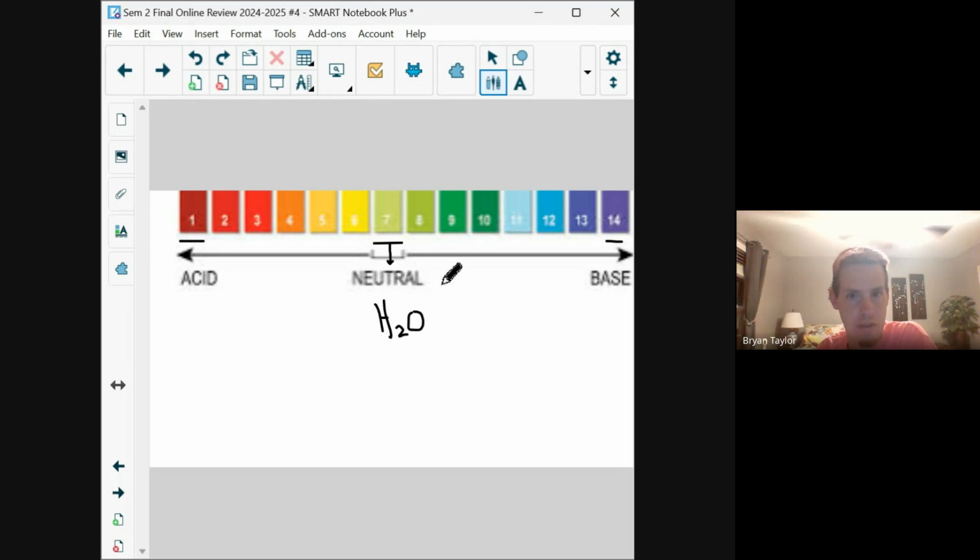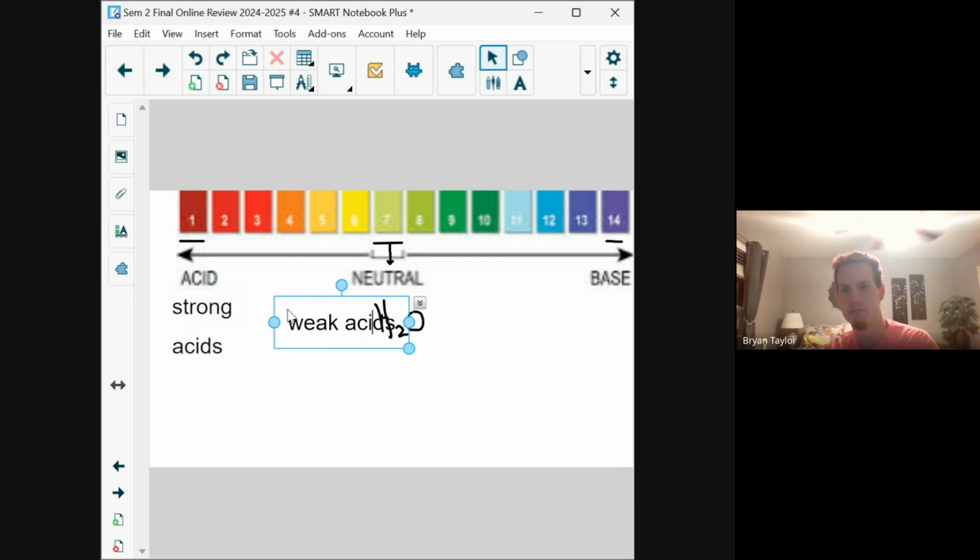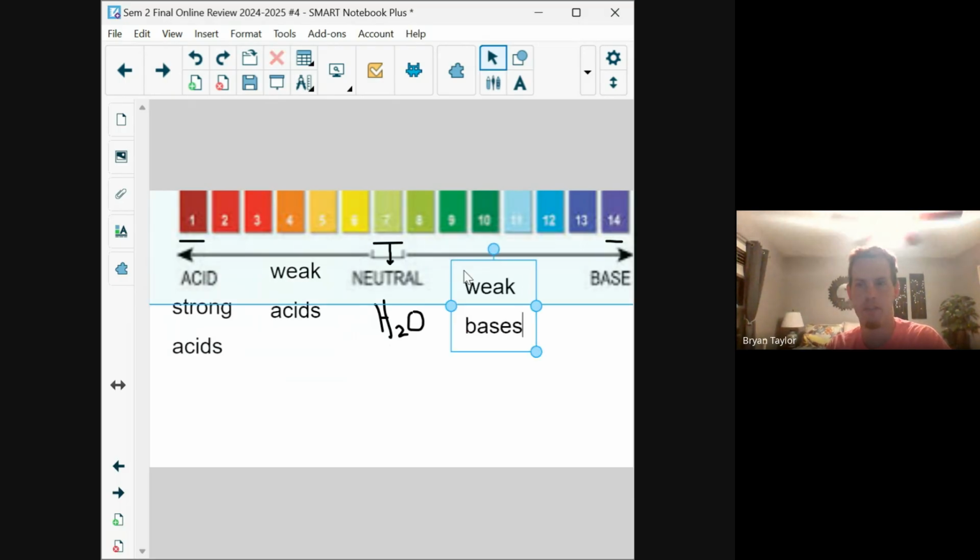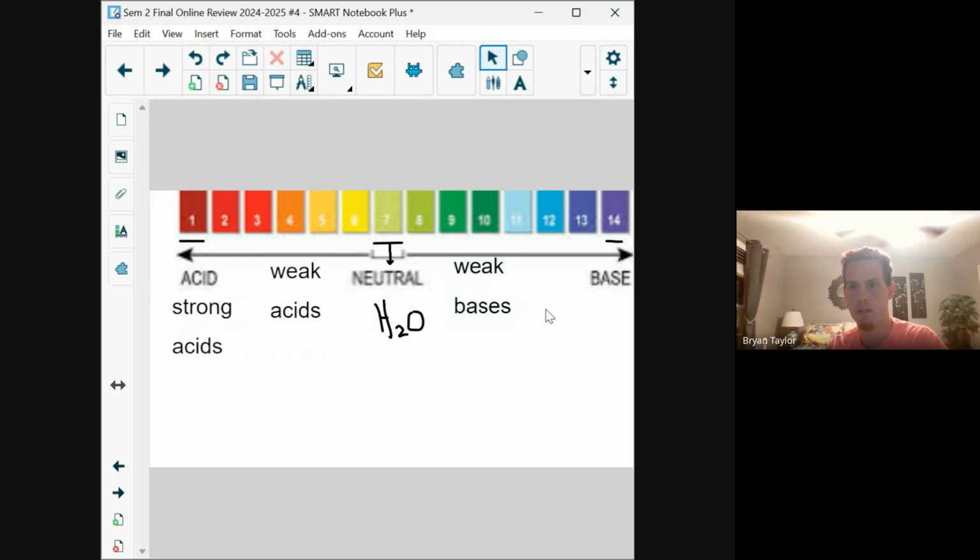The reason I'm mentioning this is these are strong acids. These are weak acids, kind of over here. Then you have weak bases, kind of over here, 9, 10-ish. And then you have the strong bases, which are over here at 13 and 14.